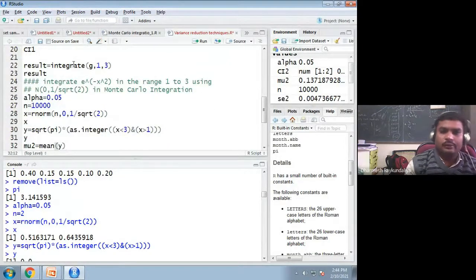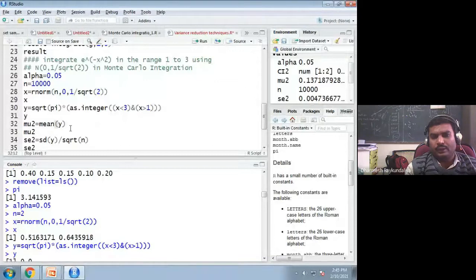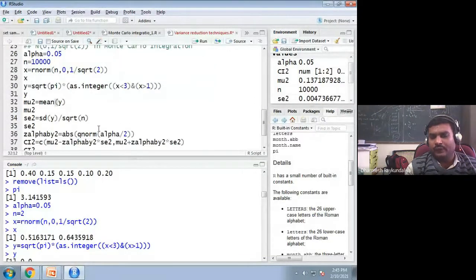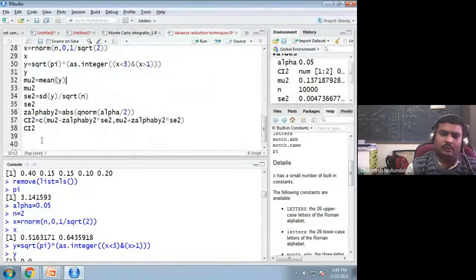Nothing is changed. Only we have generated x from a normal distribution, which means mean 0 and standard deviation 1 upon square root 2. Then we have checked whether the x lies between 1 to 3. If yes, it is taking 1. Otherwise, it is taking 0. Then I have multiplied with the square root of pi, and then I have found the mean, the standard errors and then the confidence interval.